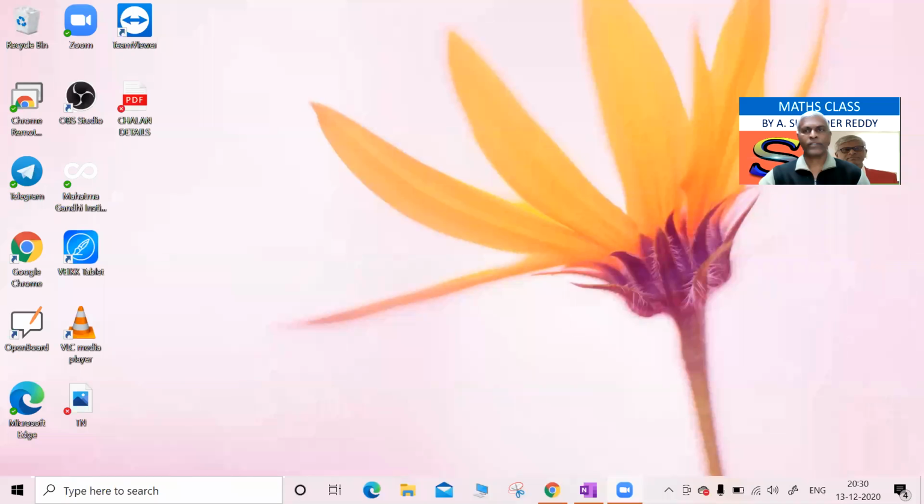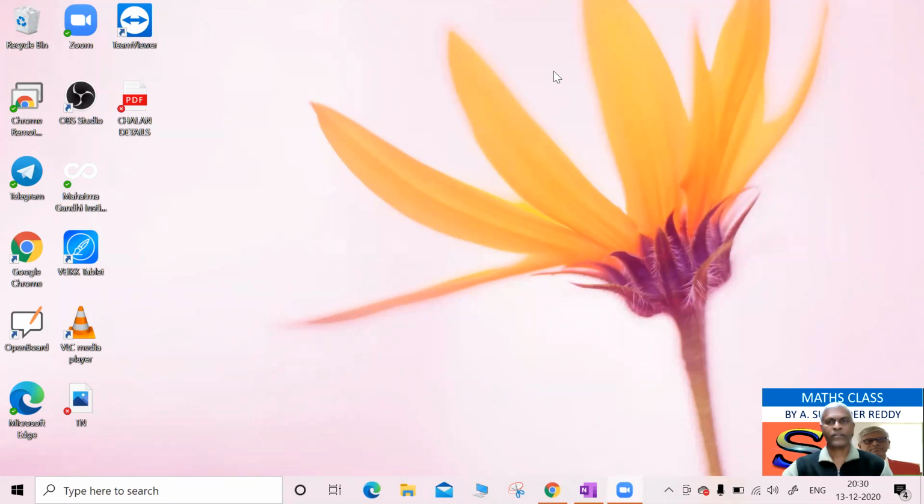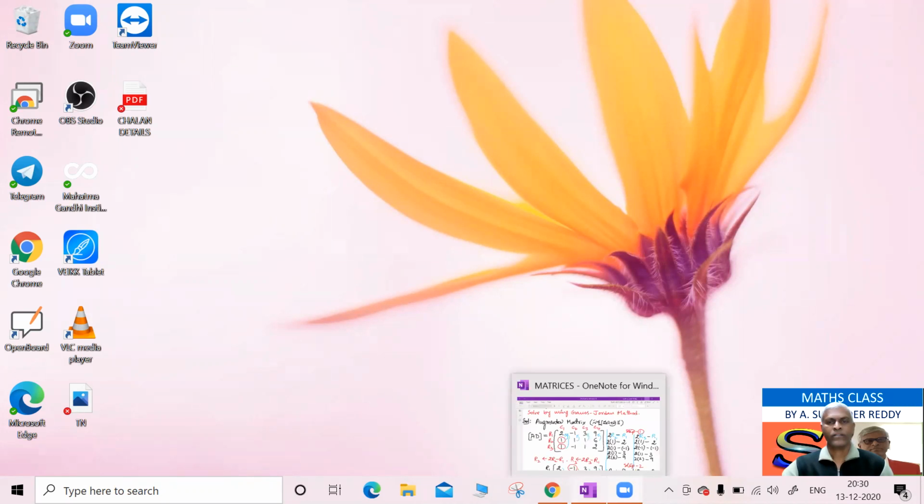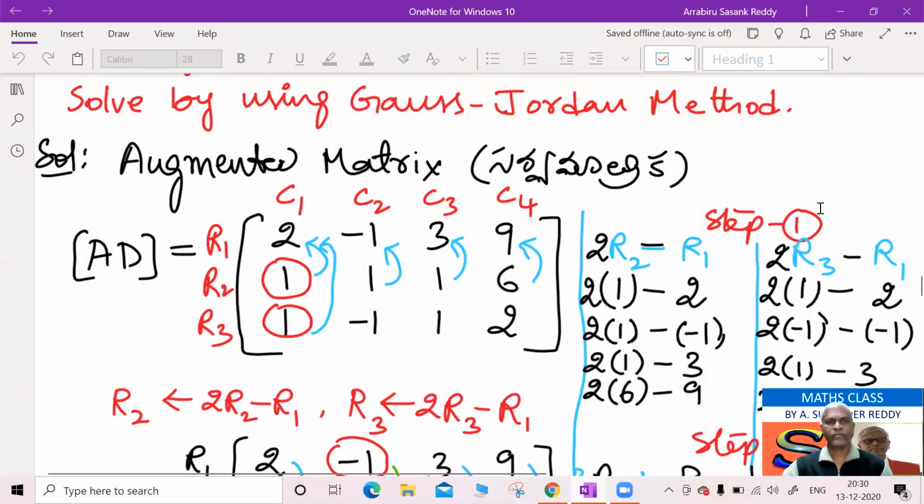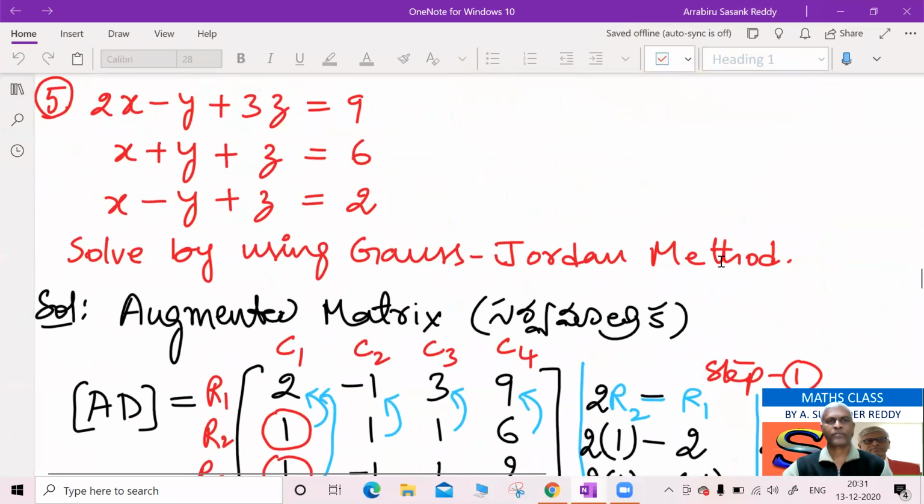In continuation with the last class, let us practice some more problems of the Gauss-Jordan method, which is a very important matrix method for solving system of equations.